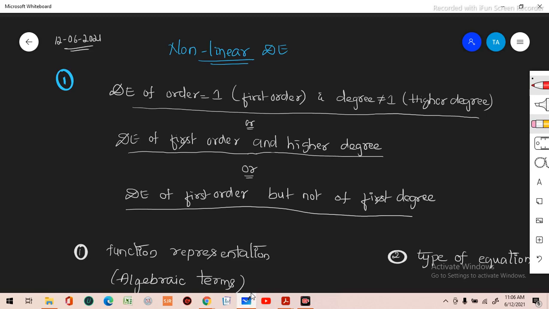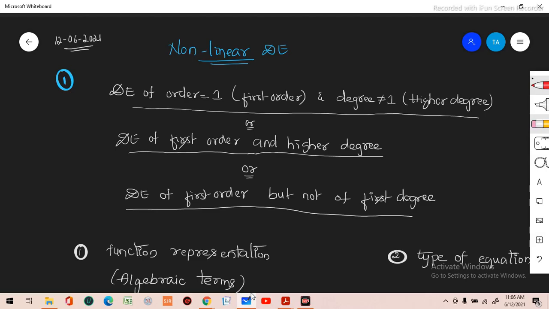Okay, guys. Good morning, everyone. Today we will be learning about non-linear differential equations. Till now, whatever we have learned is about linear differential equations. Now we will learn about non-linear differential equations. That statement can be represented by three statements, like I have written over here.